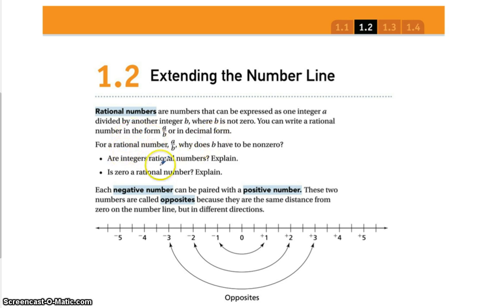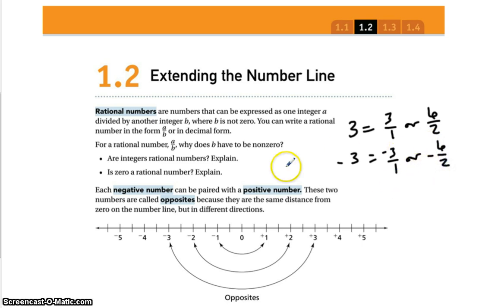So are integers rational numbers? Yes. Integers can be rational numbers because if we have the number 3, that equals the rational number 3 over 1, or we could even say 6 over 2. These are rational forms for our integer 3. And the same thing with a negative. If I go negative 3, I can represent it as negative 3 over 1 or negative 6 over 2.